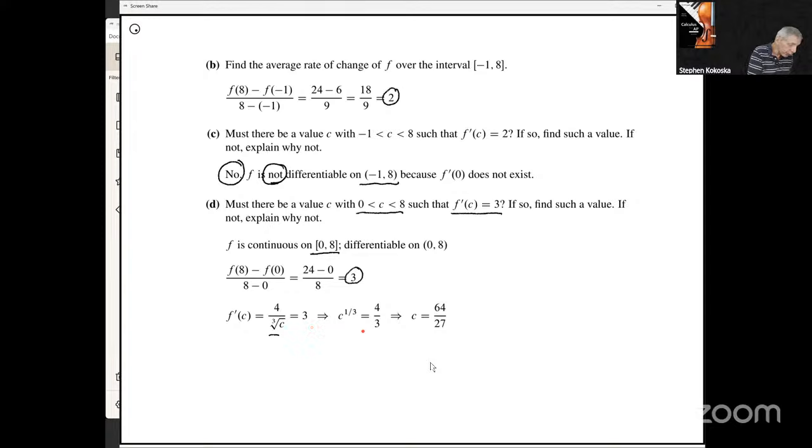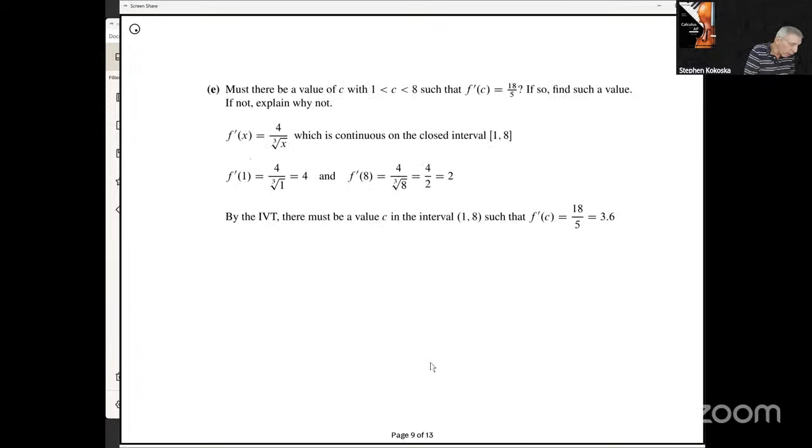Let's see, did I do this correctly here? I took the cube root of c to the right-hand side, divided both sides by 3. I think I cubed everything. So c has got to be equal to 64 divided by 27. Very cool.